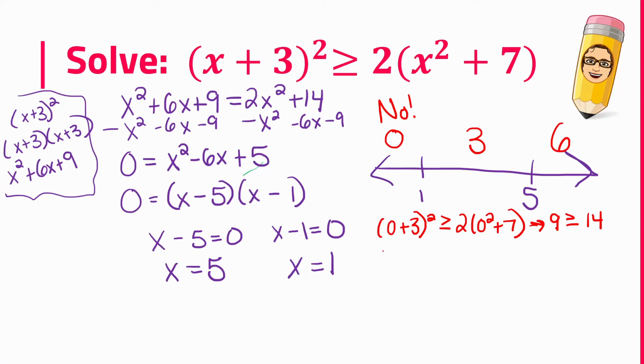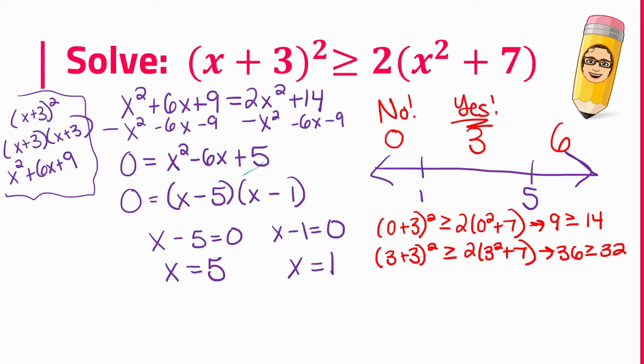Let's try plugging in 3. Let's see if the middle is where an answer can lie. There we go. 3 plus 3 is 6. Almost did multiplication there, guys. 3 plus 3 is 6. Squared is 36. 3 squared is 9. Plus 7 is 16. Times 2 is 32. Is 36 bigger than or equal to 32? Yes, right? That's a true statement. So we're going to say yes there in the middle.